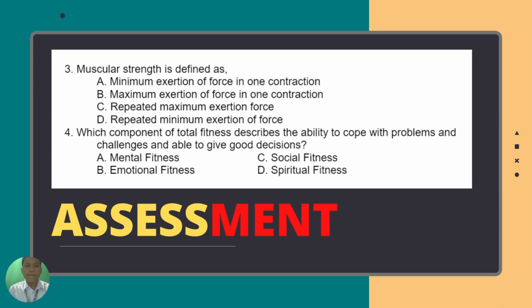For question number 3, muscular strength is defined as A, minimum exertion of force in one contraction, letter B, maximum exertion of force in one contraction, letter C, repeated maximum exertion of force, or letter D, repeated minimum exertion of force. For question number 4, which component of total fitness describes the ability to cope with problems and challenges and able to give good decisions? Is it A, mental fitness, letter B, emotional fitness, letter C, social fitness, or letter D, spiritual fitness?